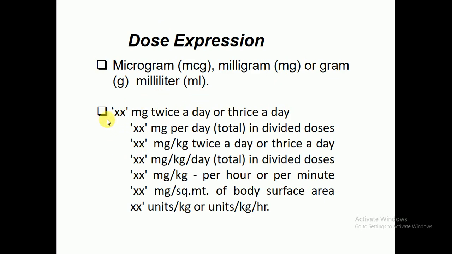Look at here, let's suppose XX is a drug, so XX milligram means twice a day or thrice a day. These are the frequency. XX milligram per day total in divided dose, for example once a day, twice a day, or TDS, 3 times a day. Then, for example, another drug can be represented by milligram per kg twice a day or thrice a day, and another by milligram per kg per day total in divided dose. And XX is another drug, which can be represented by milligram per kg per hour or per minute.